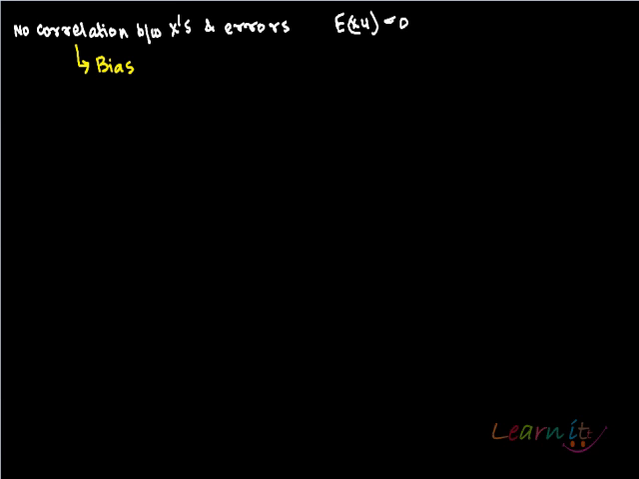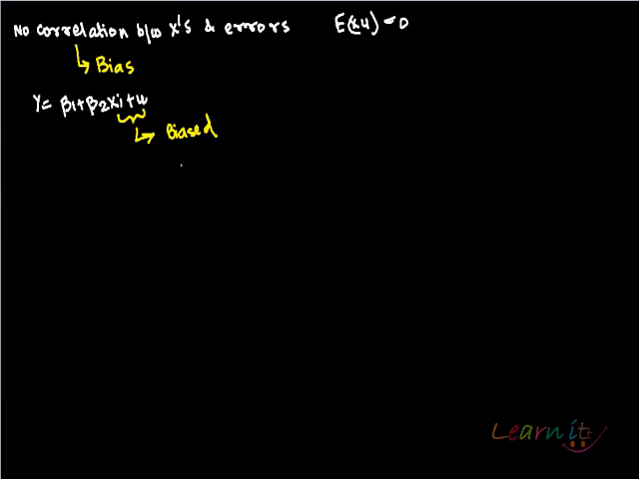Fine. So suppose you have the model which is y equals beta 1 plus beta 2 x_i plus u. Now in case this x and u are correlated, then the estimator is going to be a biased estimator.